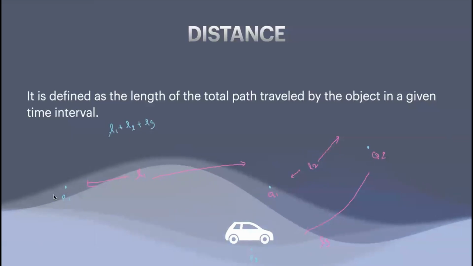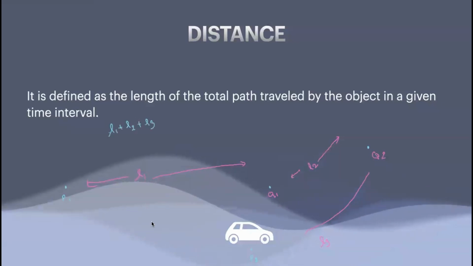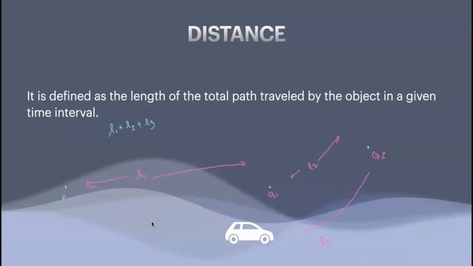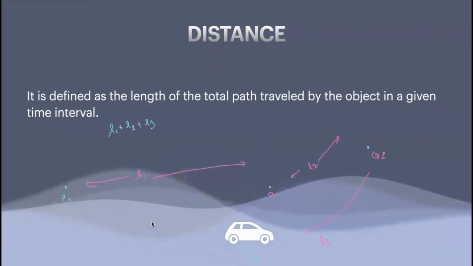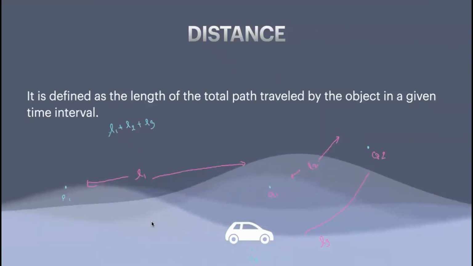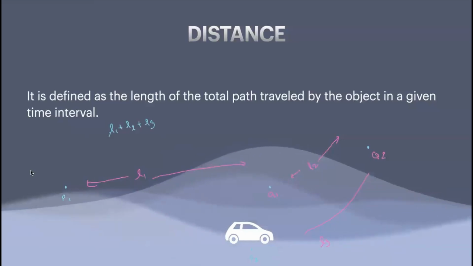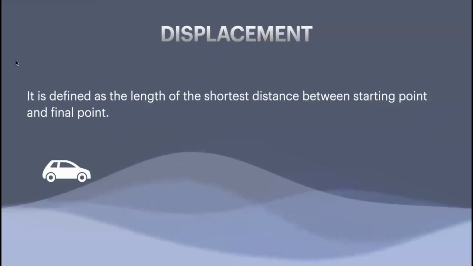So basically from P1 it went to Q1, from Q1 it went to Q2, and from Q2 it went to P2. Correct? So what is the length? From P1 to Q1 it traveled a distance L1. From Q1 to Q2 it traveled a distance L2. And from Q2 to P2 it traveled a distance L3. And what is the length of the total path it traveled? L1 plus L2 plus L3. So this is the total distance traveled. Is this clear? Okay. Now, if this is clear, we'll go with displacement.